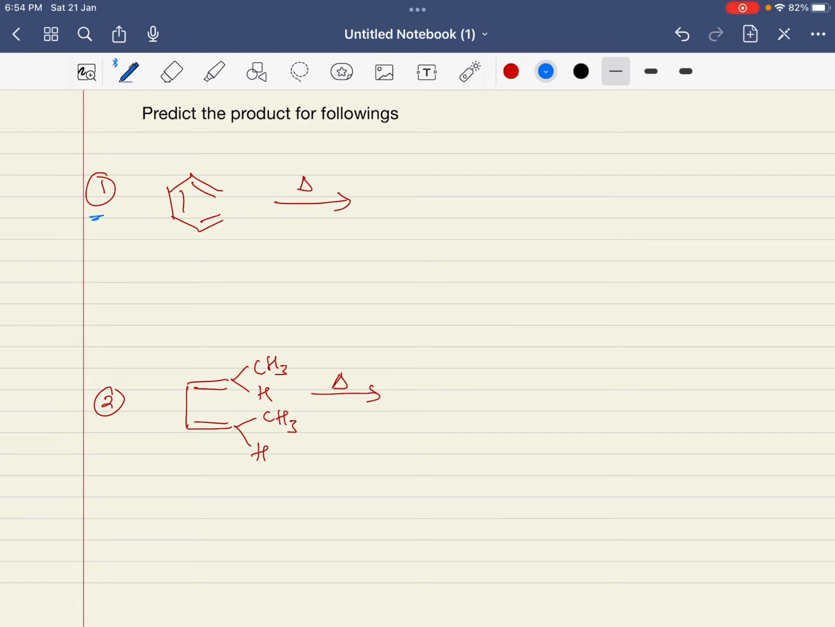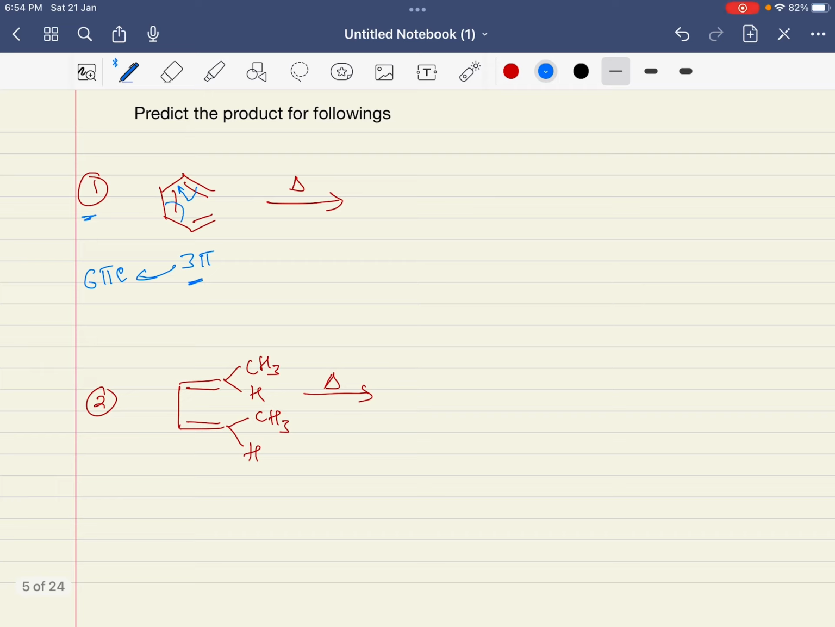First example, 3 pi bonds are there. 3 pi bonds means, you know, it is 6 pi electrons. 1 pi bond contains 2 electrons, so 3 pi bonds contain 6 pi electrons. If we move this pi bond here, this here, and utilize this pi bond for the formation of a new sigma bond, we'll get this product. Double bond will be here, double bond will be here, and the third double bond is used for the formation of the new sigma bond.